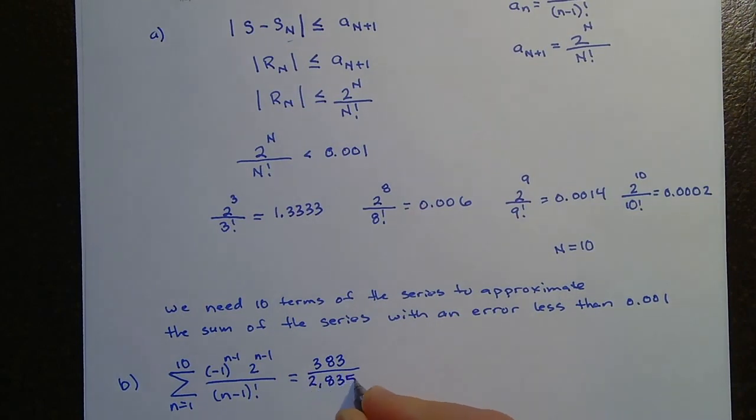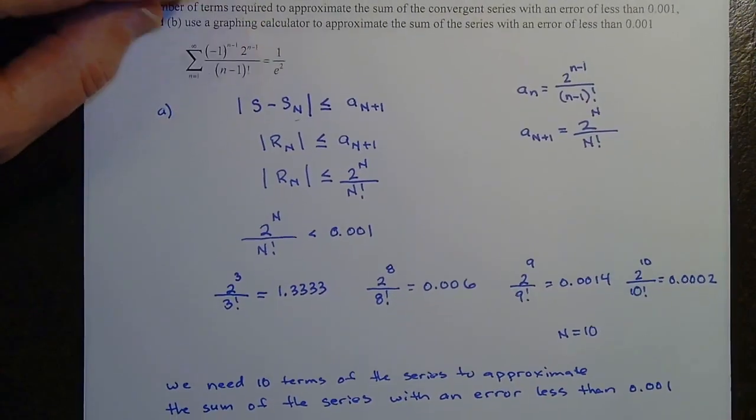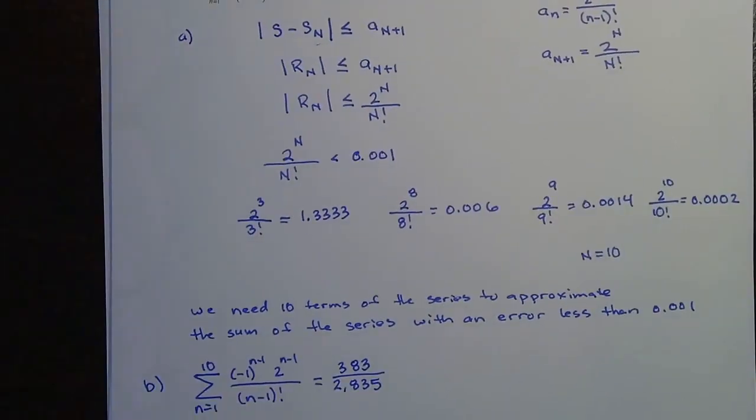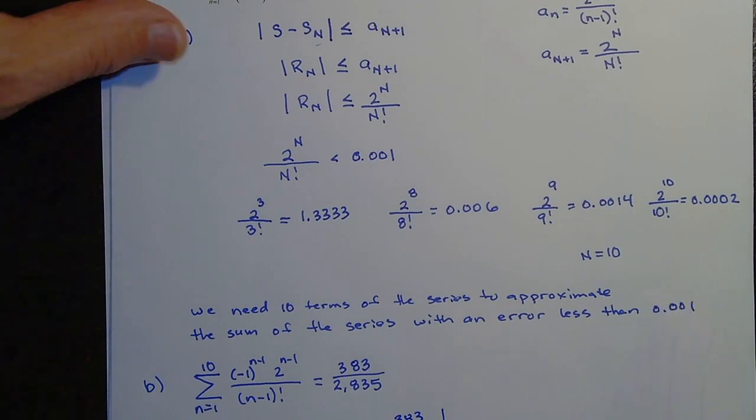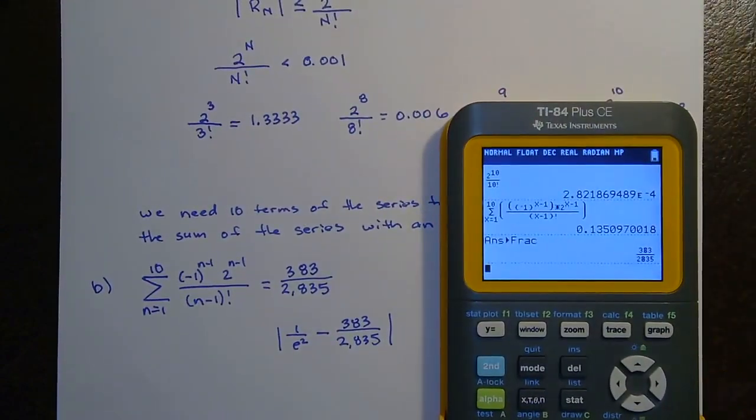Okay, the actual sum from above is 1 over e squared, right? And so we will see that if we take the actual sum, which is 1 over e squared, minus 383 over 2,835, and take the absolute value, that's going to give us a number that's less than 0.001. So I'm going to put this in my calculator and show you that it'll give me that error that I'm talking about, so you understand what we just calculated, okay? We figured out how many terms it would take to give us this small of an error.